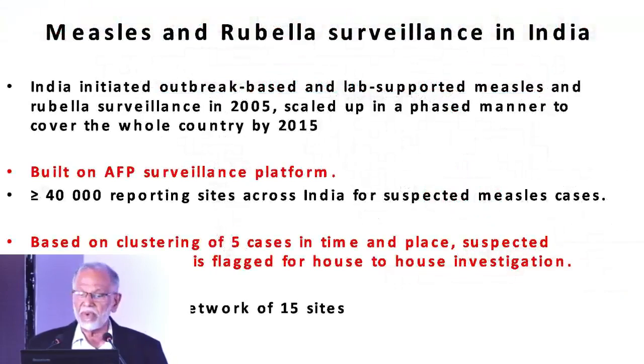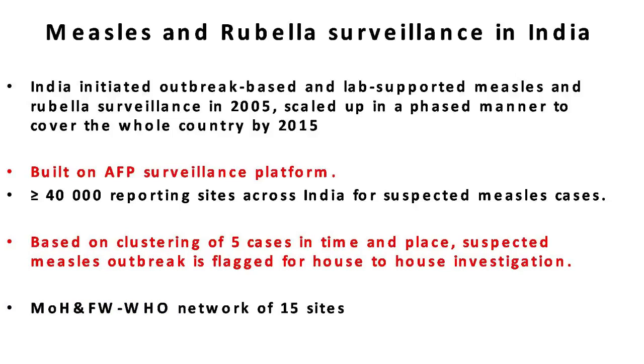India had initiated outbreak-based and lab-supported measles and rubella surveillance way back in 2005, scaled up in a phased manner to cover the whole country by 2015. It's built on the AFP surveillance system with more than 40,000, I think it is 60,000 now, sites across India for suspected measles cases based on a clustering of cases, 5 or more. It's called an outbreak, and then house-to-house investigations, virology, then identifying whether it is a measles outbreak or rubella outbreak or mixed outbreak.